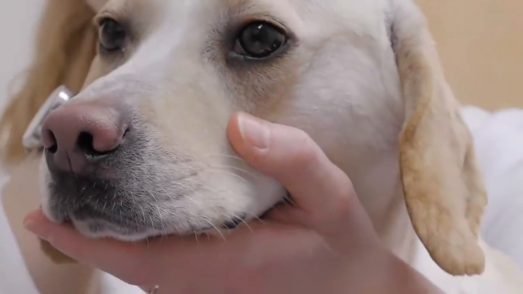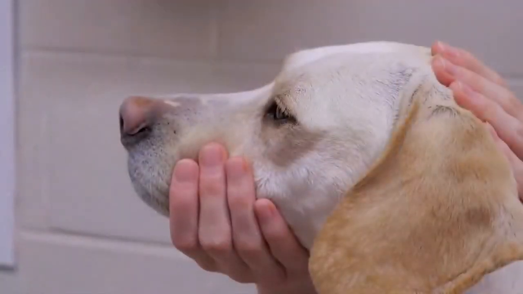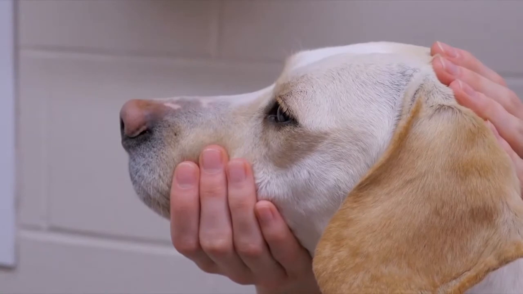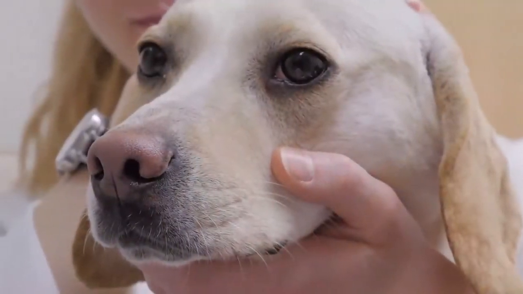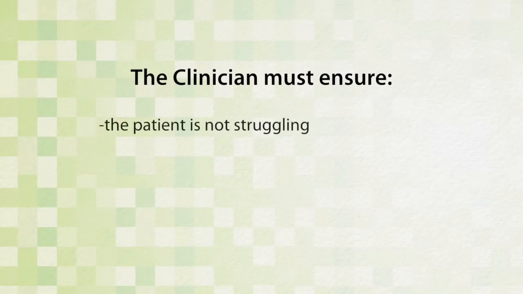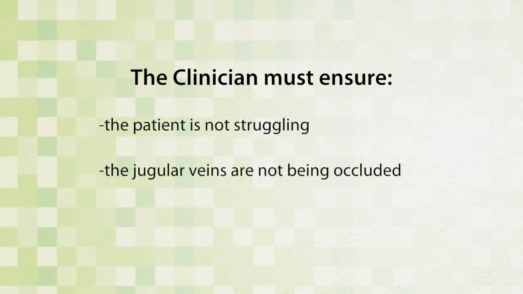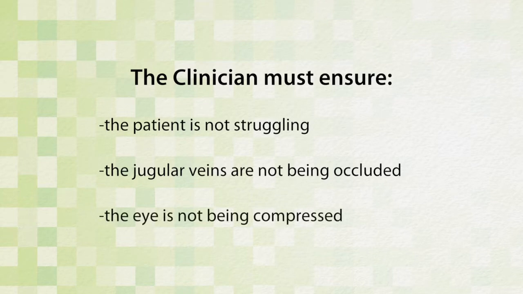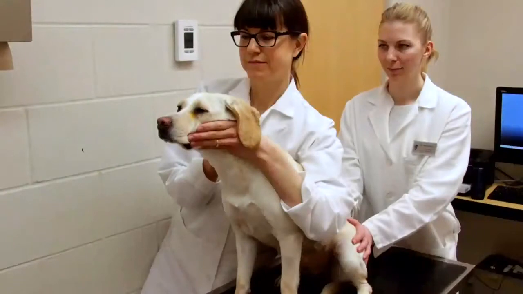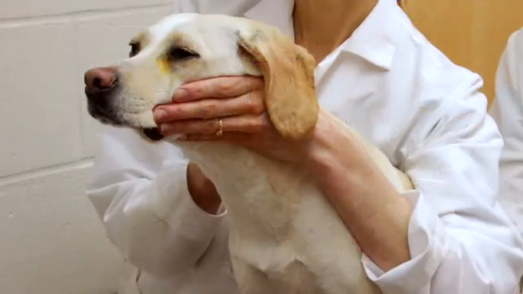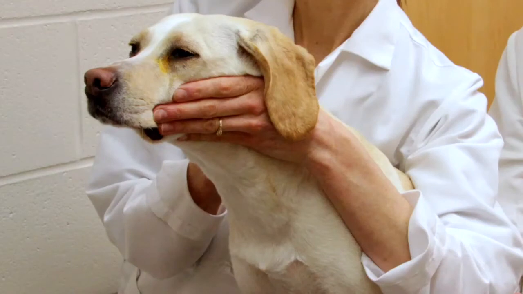Proper restraint is absolutely essential while performing tonometry, as excessive restraint will falsely elevate intraocular pressures. Therefore, the clinician must ensure that the patient is not struggling, that the jugular veins are not being occluded, and that the eye is not being compressed while performing tonometry. The exact position will depend on the method used. However, restraint of the head should occur by holding below the jaw to avoid neck pressure.